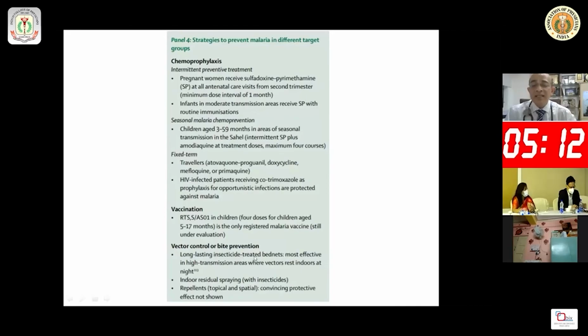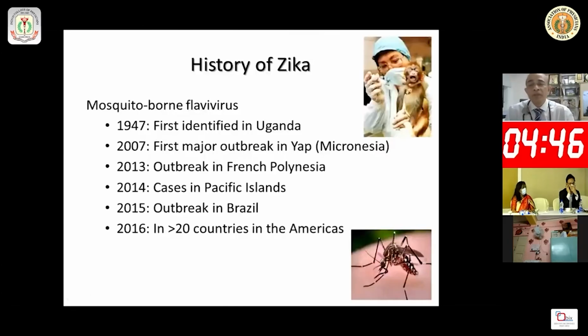Please remember that long-lasting insecticide-treated bed nets are the sure shot and the most effective way of preventing transmission. Indoor spraying of insecticide helps. Repellents, topical or spatial, have been tried, but without convincing protective effect. And similarly, the role of these coils or these mats does not stand the test of science or reason, and there is no evidence. It's only bed nets and insecticide-treated bed nets which have been found to be useful.